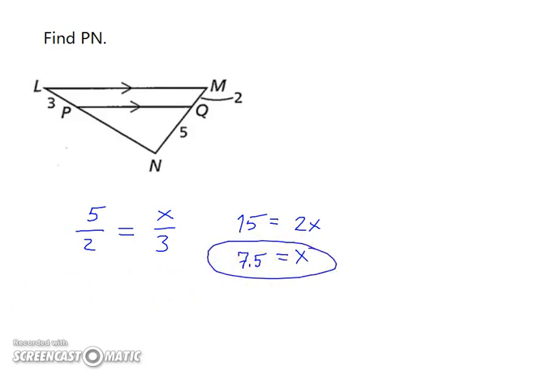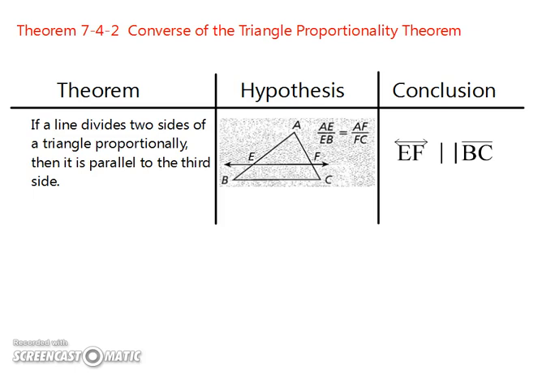Let's look at another theorem. The converse of the triangle proportionality theorem. With this, you're just going to take what we were just doing and do it backwards. So if your ratio AE over EB equals AF over FC, then you know that your two lines are parallel. So EF and segment BC are parallel.